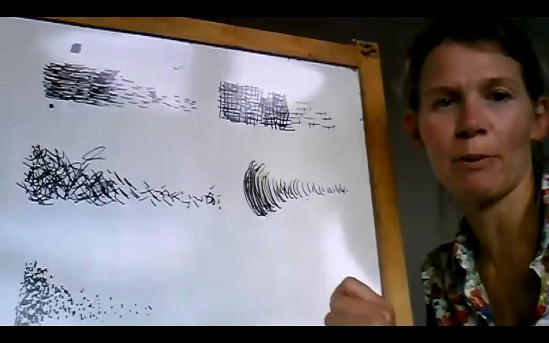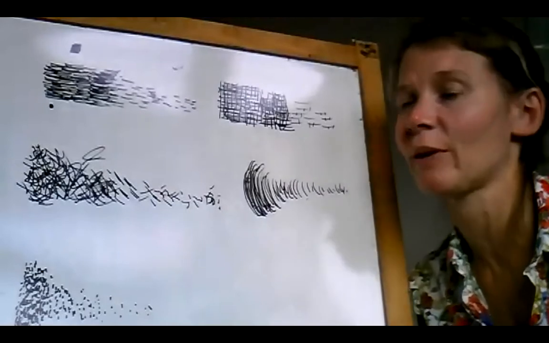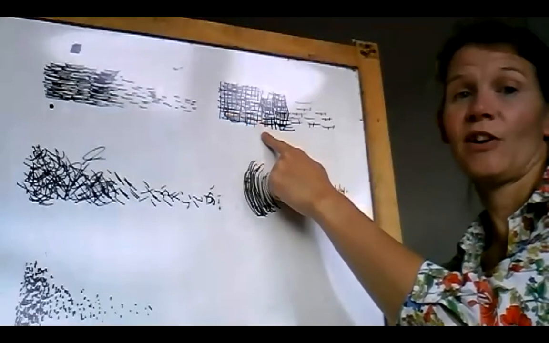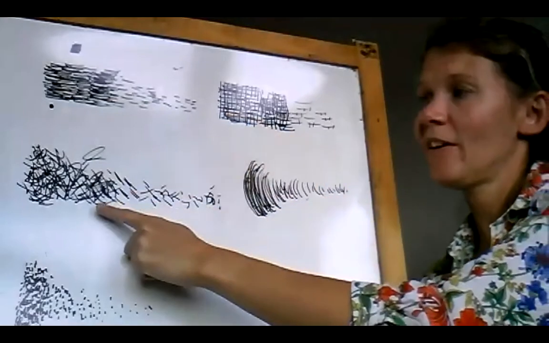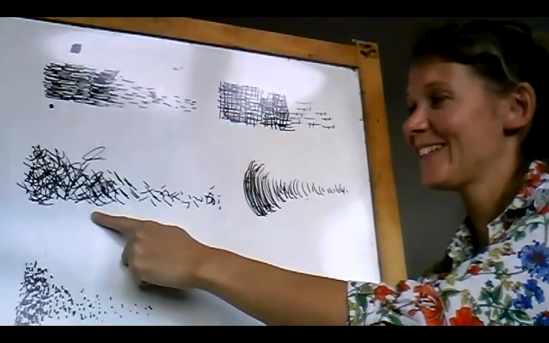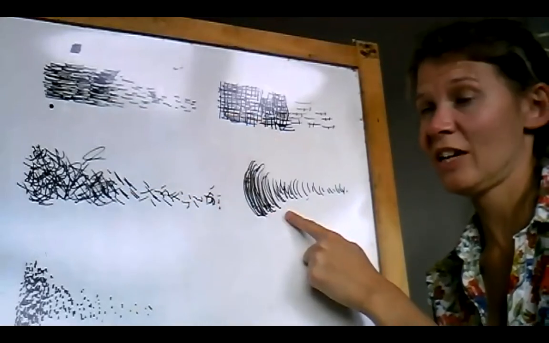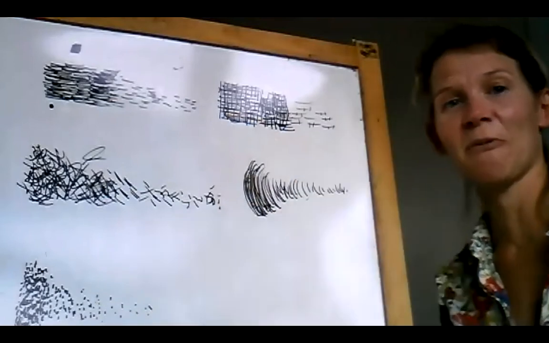So let's just recap on what we've got so far. Can you remember what they were called? Hatching. Well done. Cross hatching. Good job. Random hatching. You're doing brilliantly. What was that one? That was the hard one. Contour hatching and stippling. Well done.